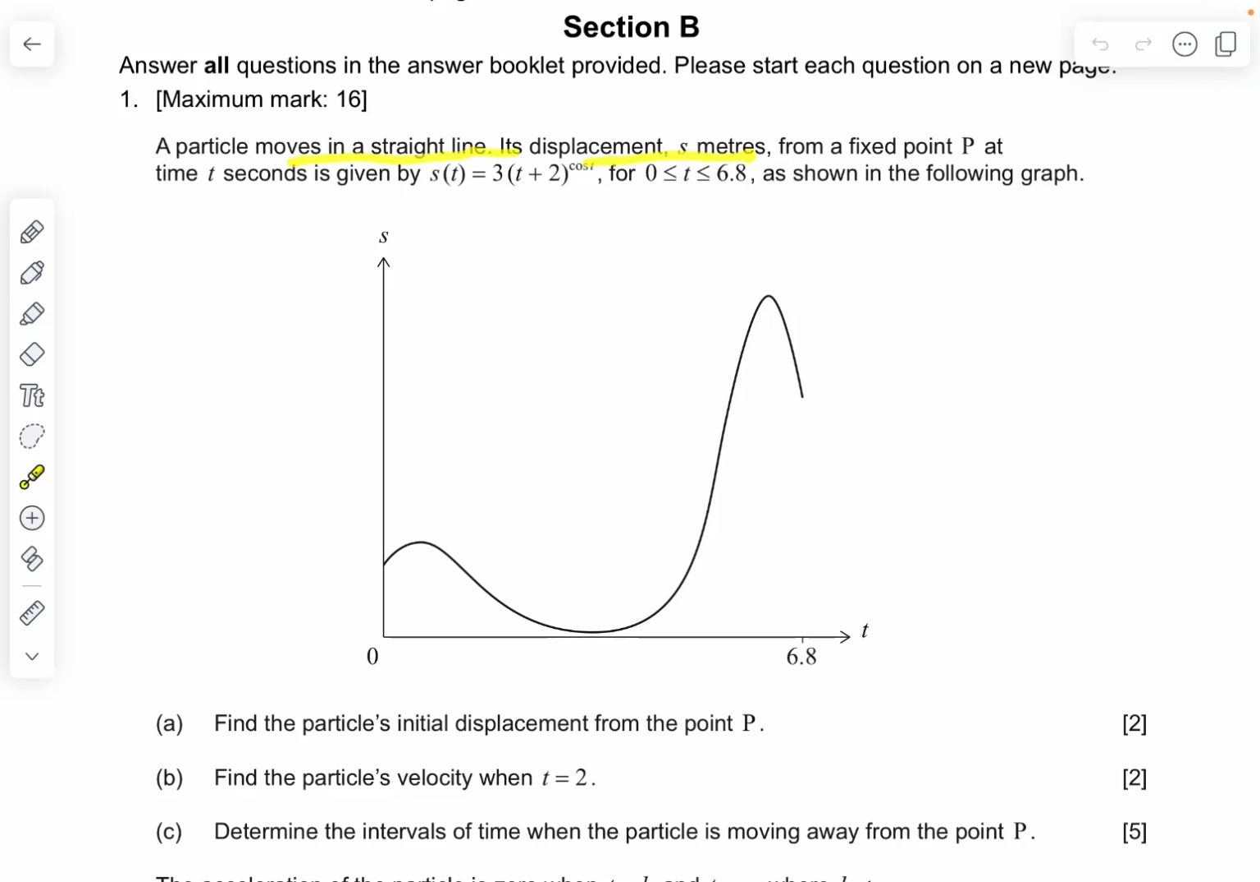A particle is moving in a straight line, and its displacement is given by this nice complicated function between 0 and 6.8. So I'm only interested in these times as shown on the following graph. Find the initial displacement at point P.